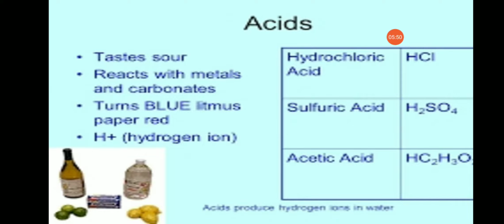What are the main properties of these acids? Acids are sour in taste. They turn blue litmus paper red. They react with metal carbonates and metals. And they contain hydrogen ion or H plus ions. The most important acids are mineral acids. So in this chapter we are discussing the mineral acids and their reactions only. That they are sulfuric acid, hydrochloric acid, nitric acid, etc.